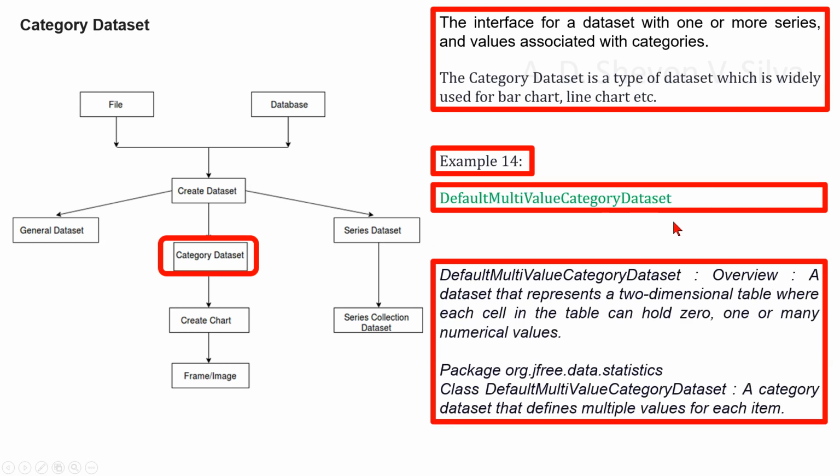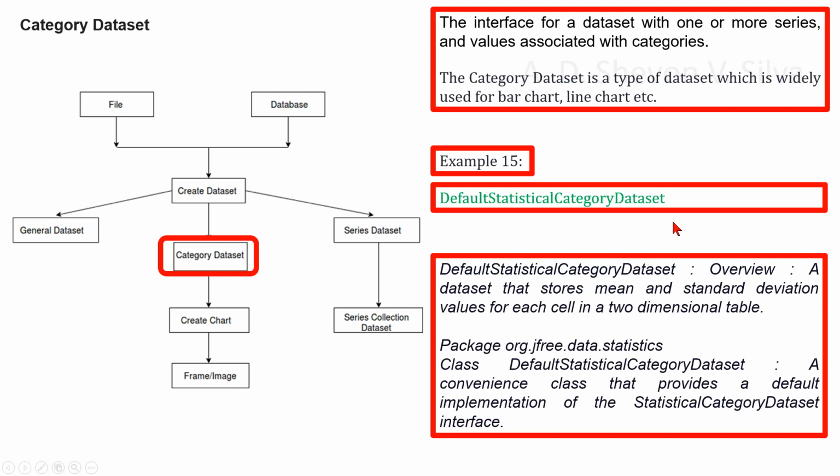Overview in DefaultMultiValueCategoryDataset, a dataset that represents a two-dimensional table where each cell in the table can hold 0, 1 or many numerical values. Class DefaultMultiValueCategoryDataset in package org.jfree.data.statistics, a category dataset that defines multiple values for each item. This class implements the MultiValueCategoryDataset interface. This class was first introduced in JFreeChart version 1.0.7.